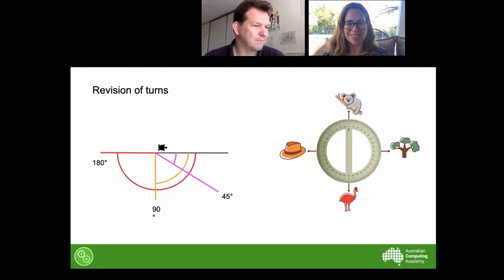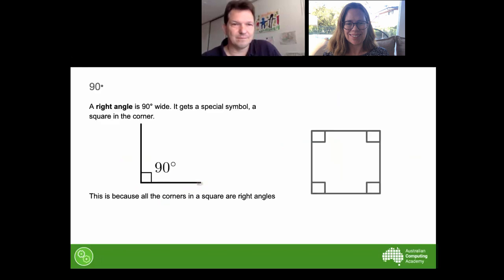Last week, we spent a little bit of time talking about turns and angles in our code. And if you weren't here last week, that's absolutely fine too. We're going to cover a lot of the same ideas today, but you can see some pictures here. We had a little game last week with the Australian animals turning things to get to different points. But that's okay. From what I can see, everyone joining us today is a new student. So I'm going to move on to the next slide and have a look at right angles.